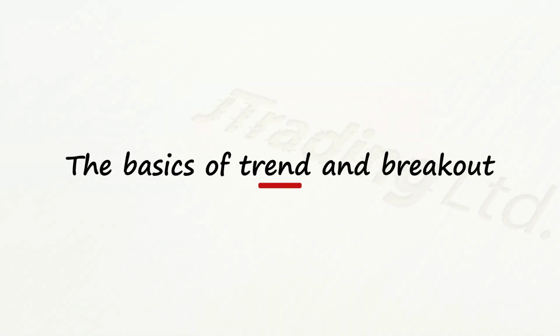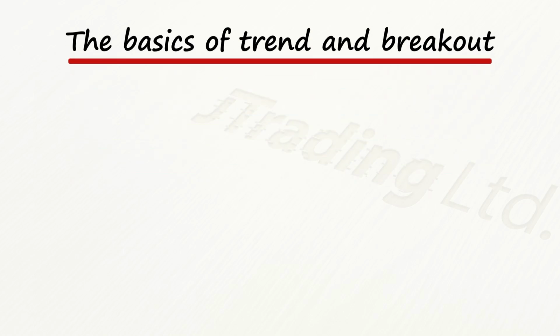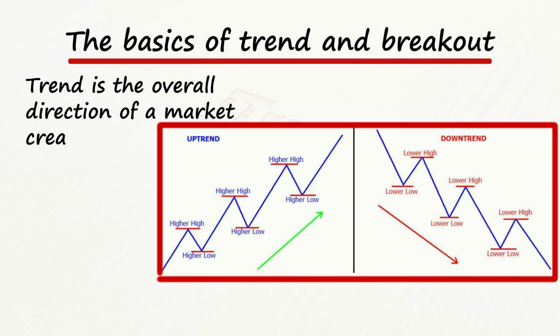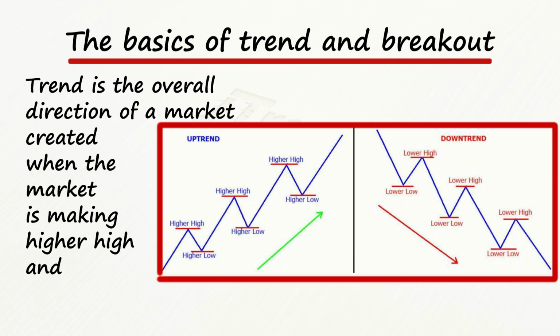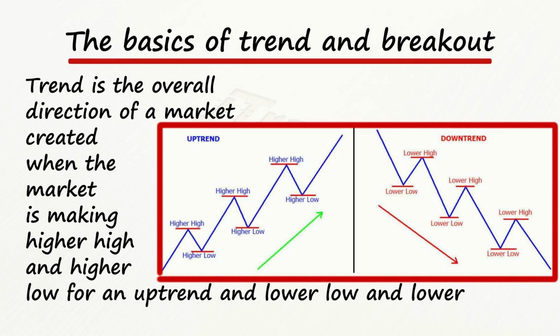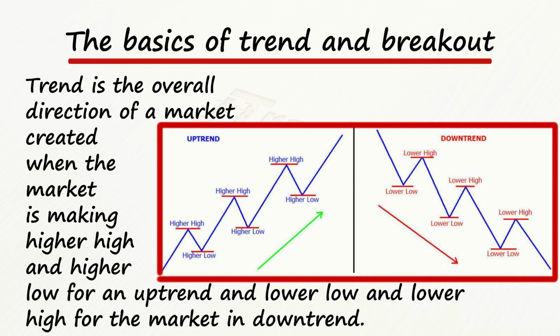So let's start with the basics. What does it mean when we say trend? Trend is the overall direction of a market, which is created when the price is making higher highs and higher lows when the market is on uptrend, and lower lows and lower highs when the market is on downtrend.